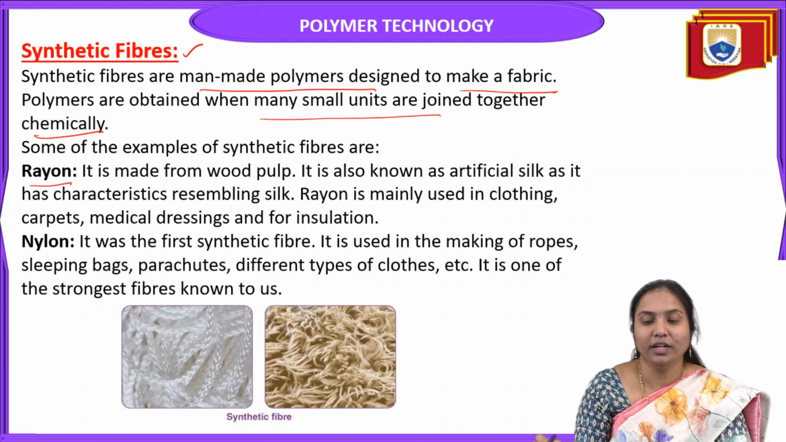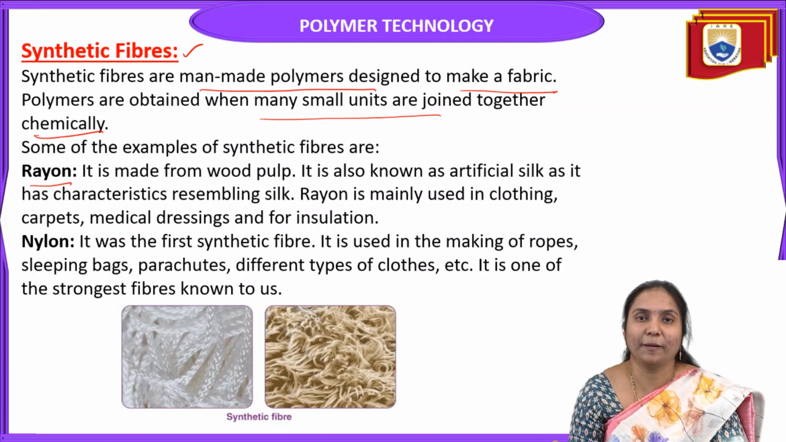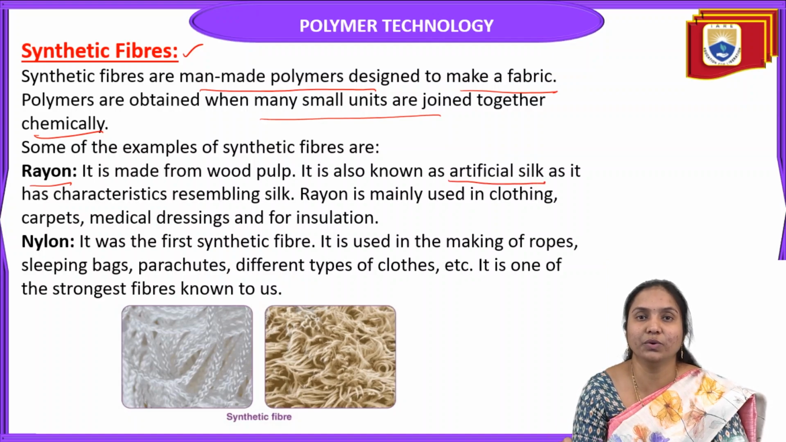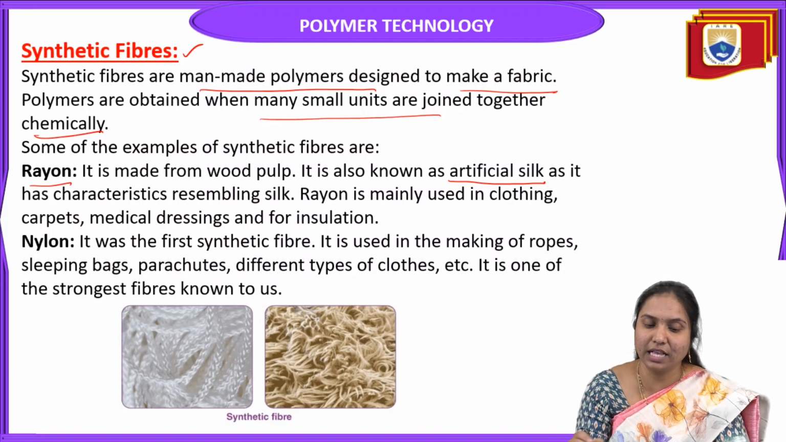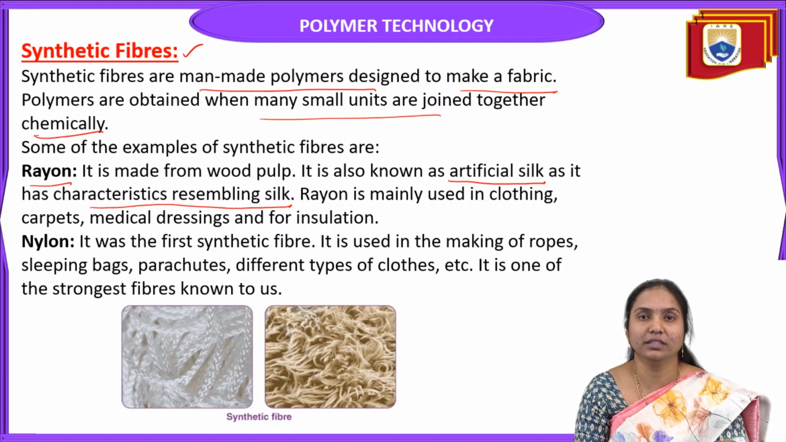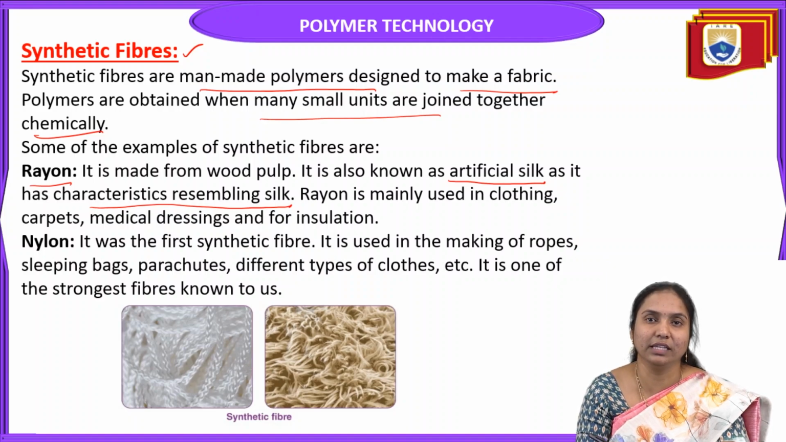So rayon is a synthetic fiber made from wood pulp. It is also known as artificial silk as it has characteristics resembling silk. It is similar to silk, so that's why it is called artificial silk. Silk is a natural animal fiber which is obtained from silkworms. Rayon is similar to silk, it resembles silk.